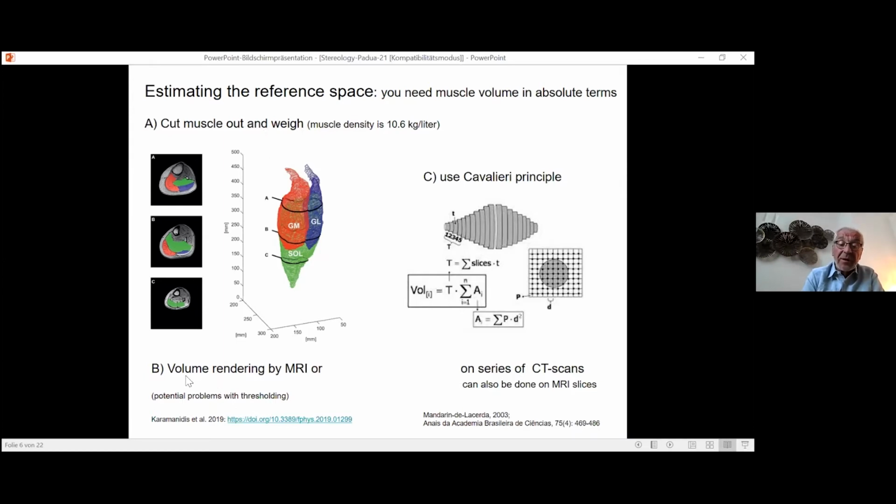You can use volume rendering by MRI, or you can make a series of CT scans and use the so-called Cavalieri principle to estimate the volume of the structure that you want to measure. Because if you don't measure the absolute volume of your muscle that you're interested in, you will always end up with relative variables, and you will not know what is going on in absolute terms.